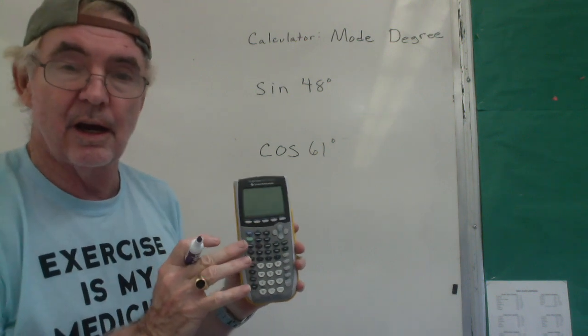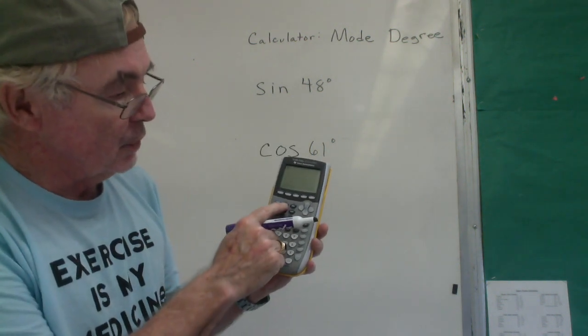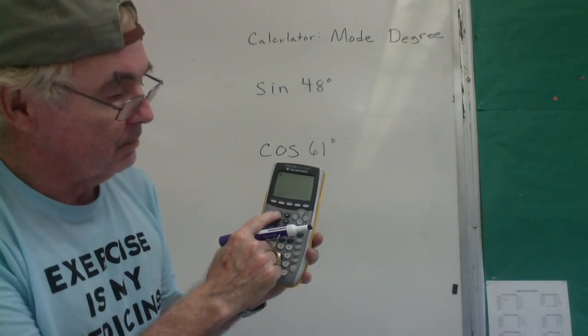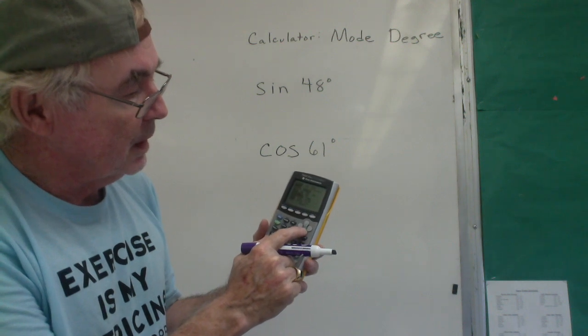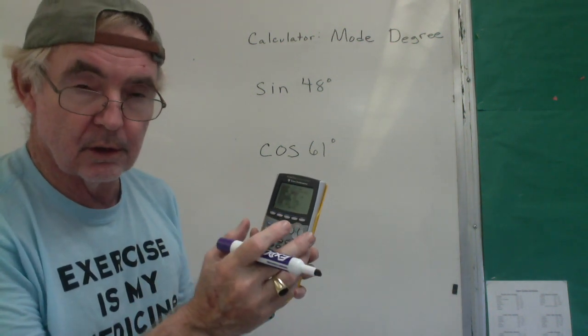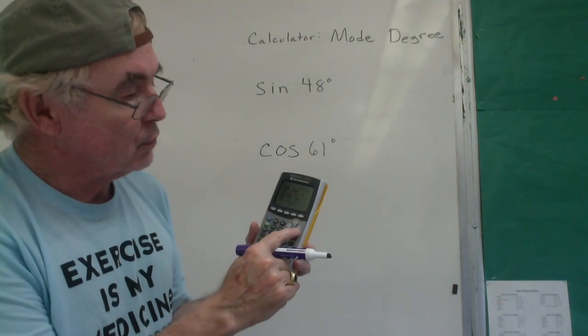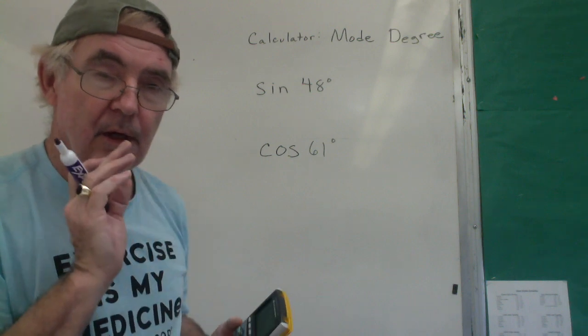I'm looking at a TI-84, which you can find online if you don't have one. There's the word mode, and the third line has a word called radian. You'll be introduced to that later. You scroll over and hit degree and enter. Now it's in degree mode.